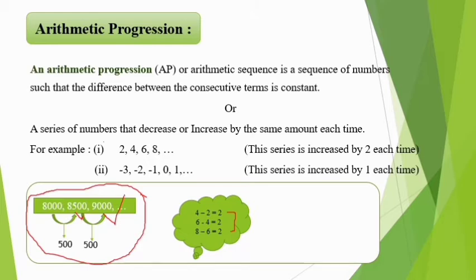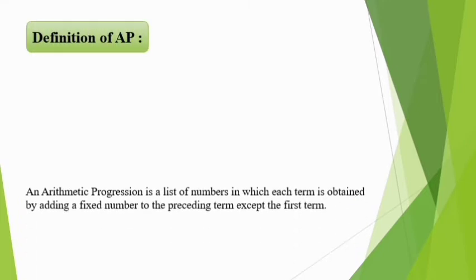Okay, so we call this series or this sequence of numbers an arithmetic progression. Or we can say that this is an AP series. Okay, now we see the definition of arithmetic progression.